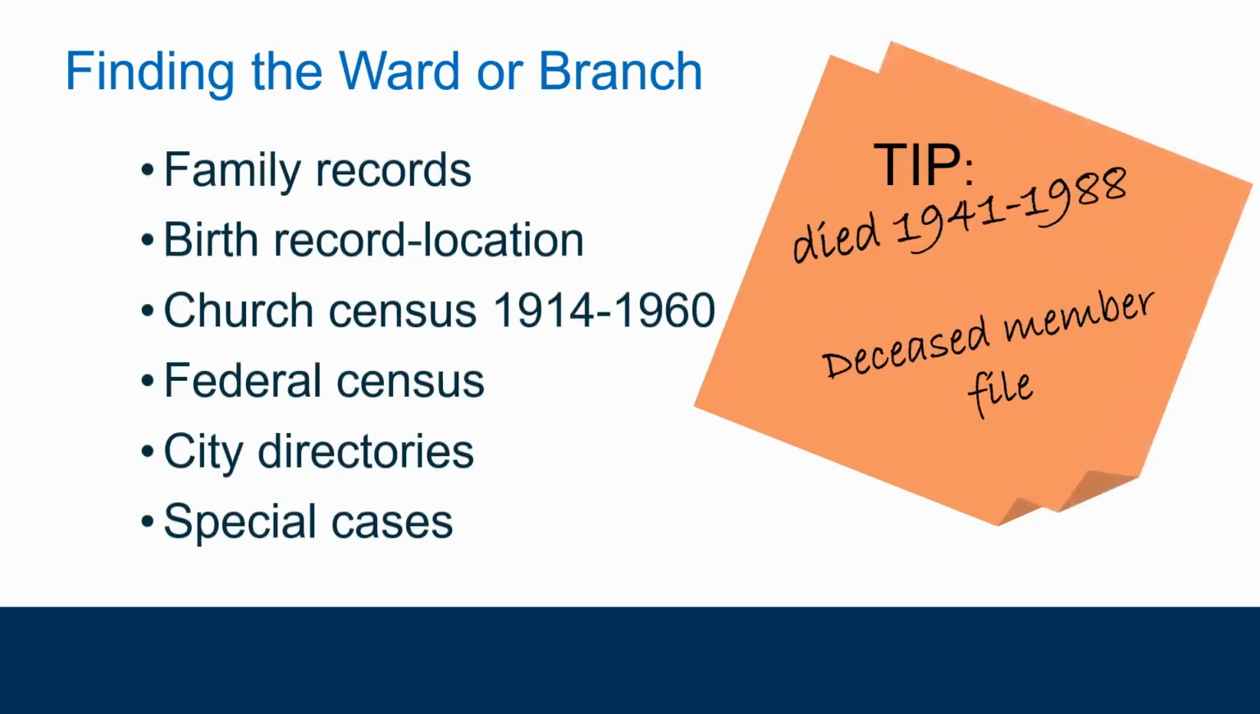Another tip is to remember that if someone died between 1941 and 1988, you can see those 41 to 88 individual membership cards. So if your primary person is deceased, you can go into the deceased member file and look at those. Those are available at the Family Search Library. They are housed in special collections only because they cannot be copied, but you can transcribe the information off of it and it can help you find the ward names that you're looking for. So that is the only way to see the deceased member file.